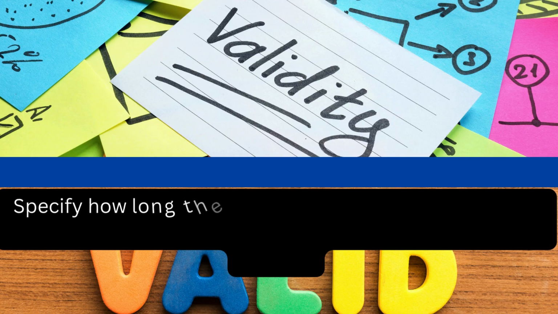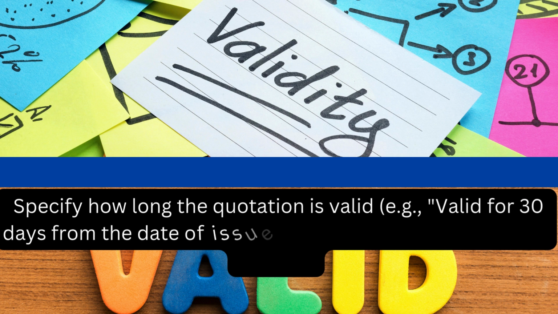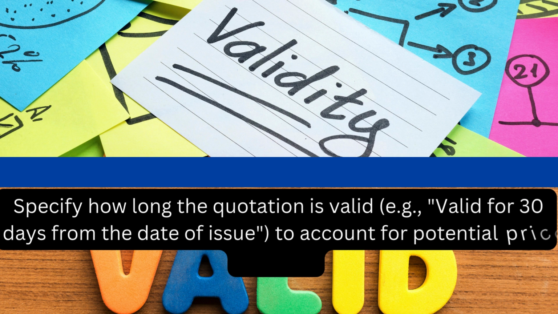Check mark 6. Validity period. Prices change, so your quotation should mention how long it's valid. For example, valid for 30 days from the date of issue.